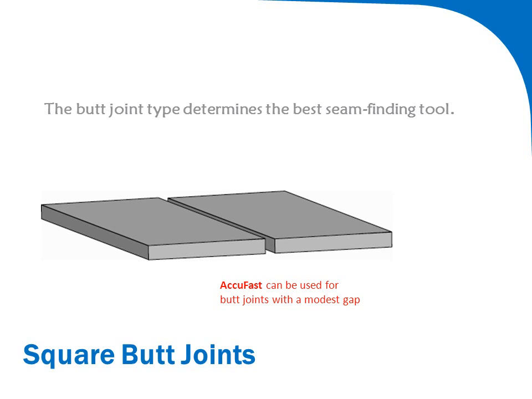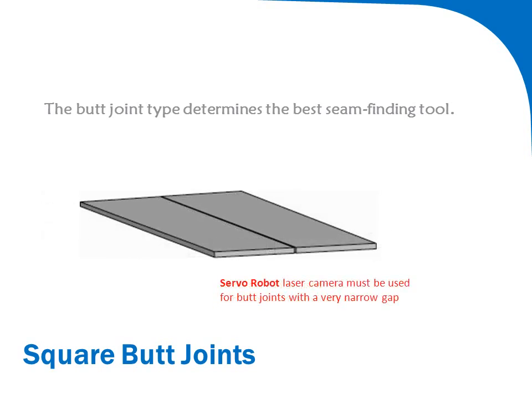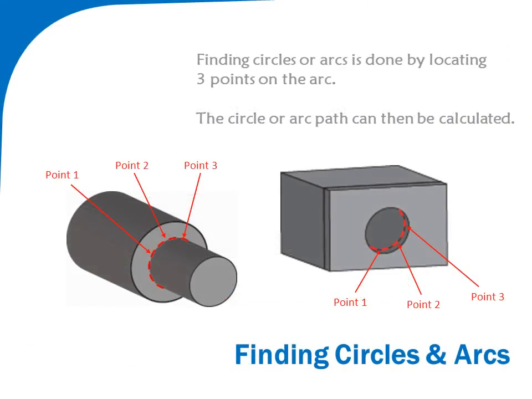AccuFast can also be used to detect square butt joints with a modest gap. An edge detect macro routine provides gap width measurement. Laser cameras can find tightly spaced butt joints or joints with very thin material.